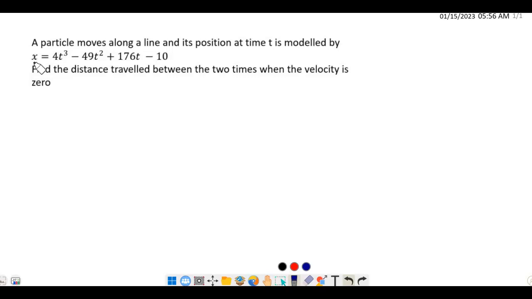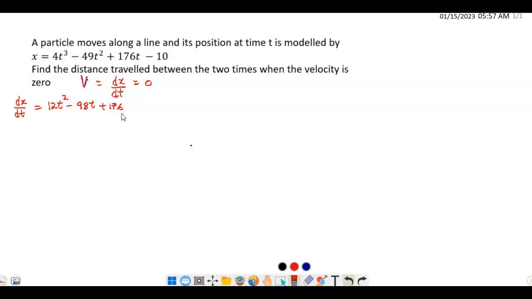So velocity, let's write that in red. The velocity v is dx/dt. And we want to find the values of t when the velocity equals 0. So let's differentiate this. So we're going to have dx/dt equals 12t squared minus 98t plus 176.